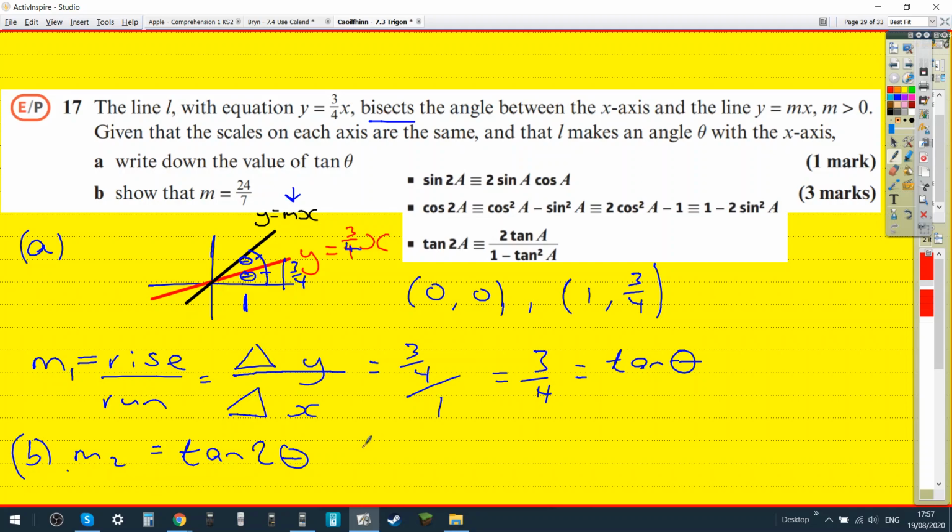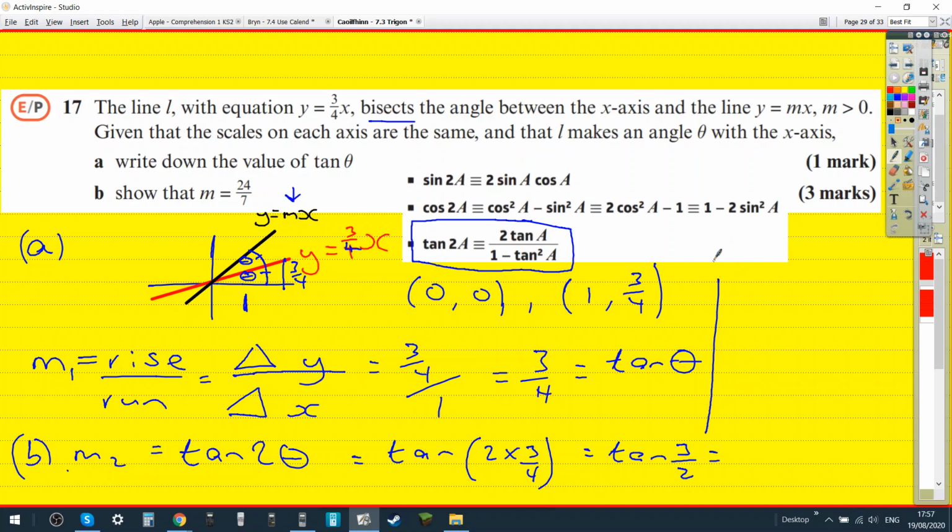So tan 2 times 3 over 4, I think, which is 3 over 2. So what's tan 3 over 2? I got a long decimal number. Oh, we could do this thing. Oh, okay. So if we did that, then we would. So 2 tan A over 1 minus tan squared A.